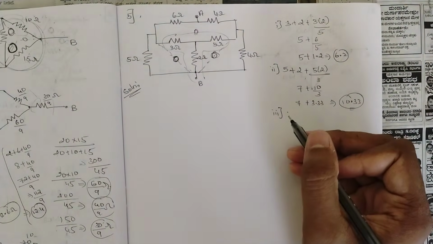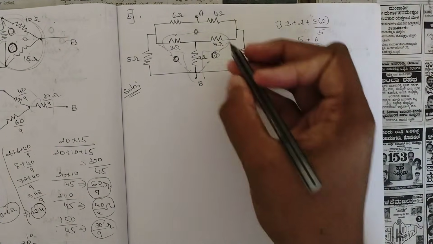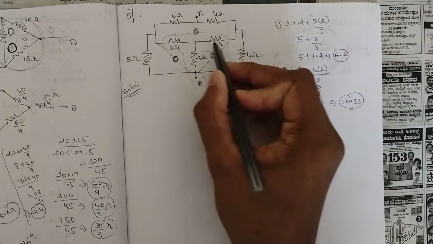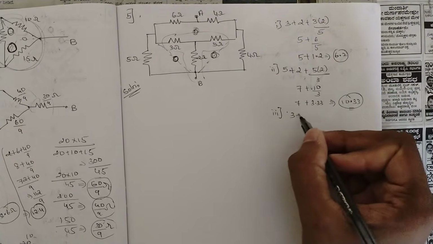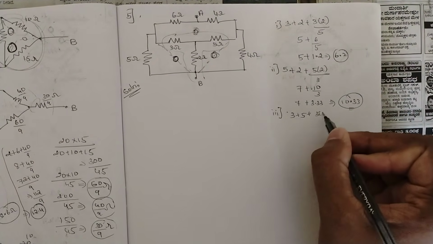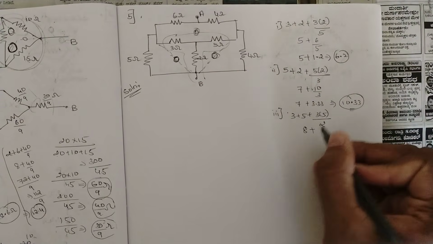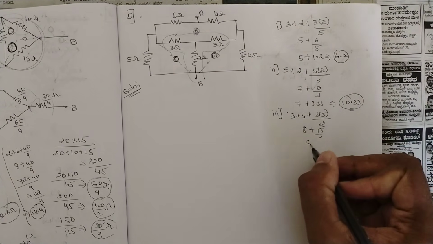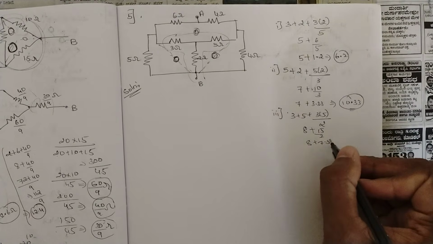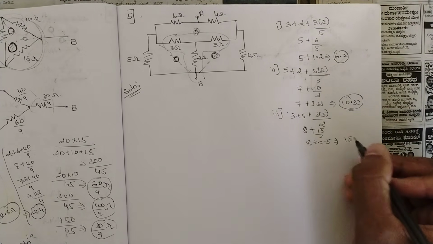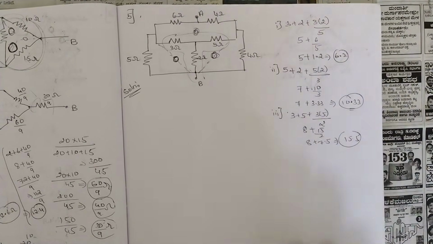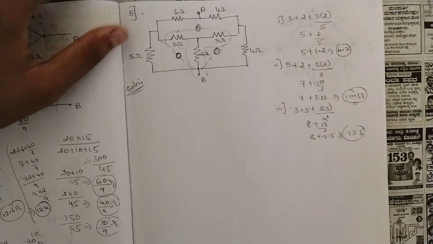Similarly, for the third connection we have this value, that is, you should be considering the two opposite resistances, 3 plus 5 plus 3 into 5 divided by 2, that is 8 plus 15 by 2, and 15 by 2 is 7.5, and here we would be getting our answer as 15.5. So these are the three resistances. So now let's write the equivalent circuit here.